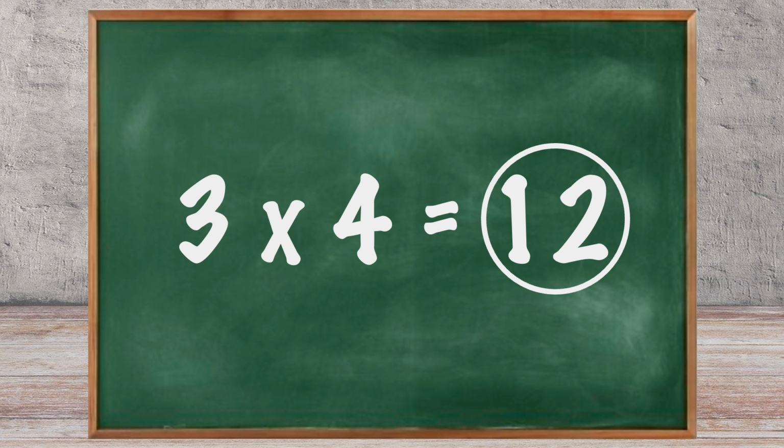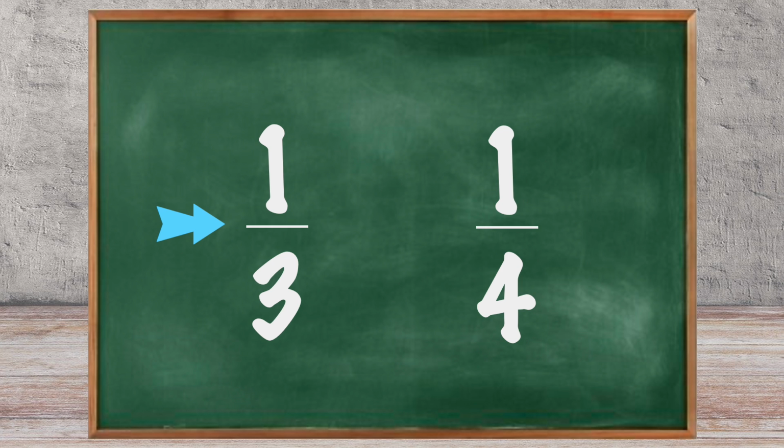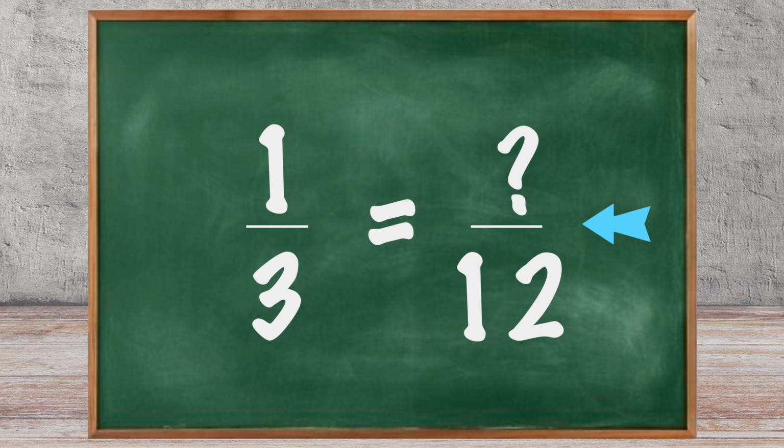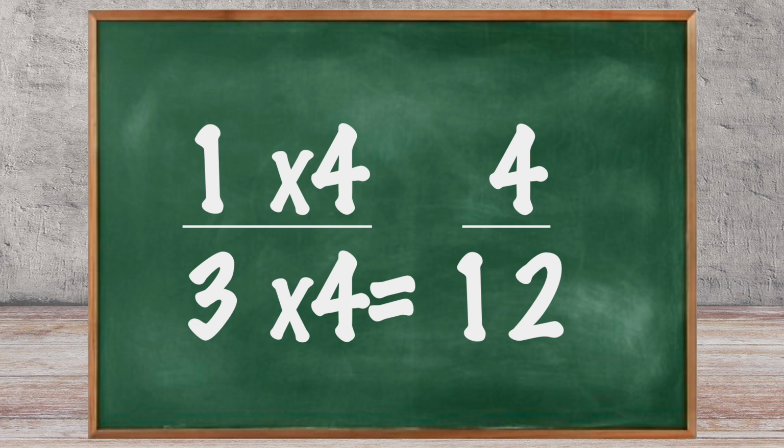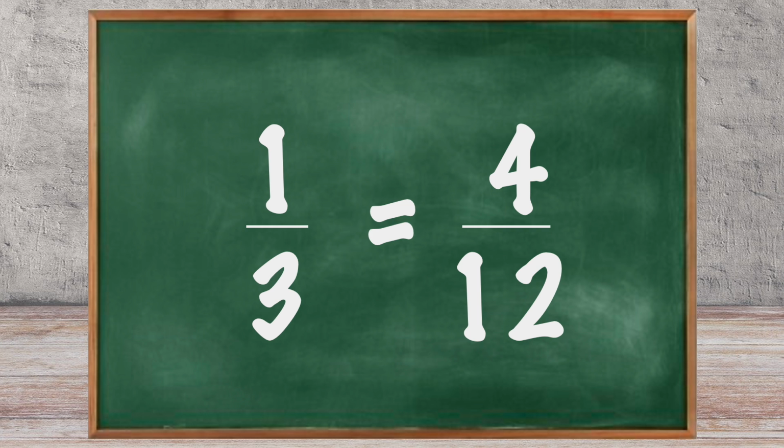Our first fraction is 1/3, and we need to make it into twelfths. To get the denominator 3 to equal 12, we need to multiply by 4. 3 times 4 equals 12. We'll also multiply the numerator by 4. 1 times 4 equals 4. 1/3 is the same thing as 4/12.